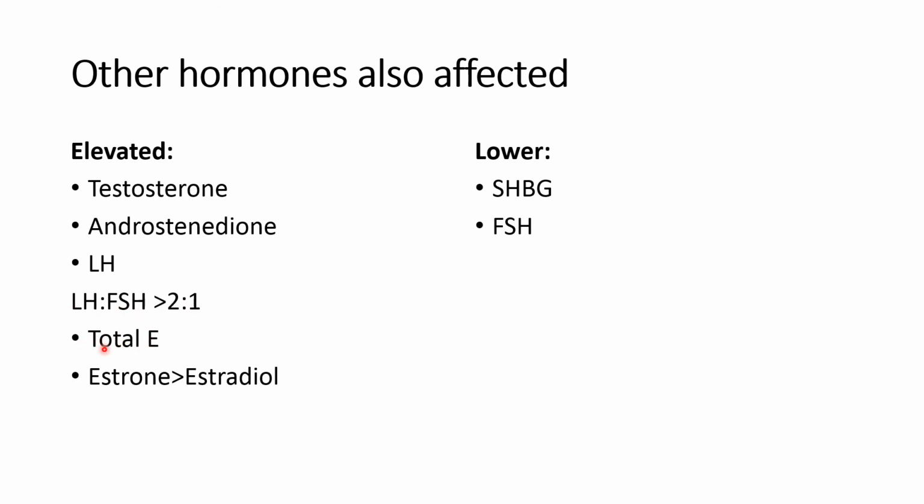And then the total estrogen would increase, and the estrone concentration would increase more than estradiol. In case of PCOS, estrone is more than estradiol, E1 is more than E2. But in case of normal ovaries, in serum, estradiol would be more than estrone, but here it is reversed. Estrone would be more than estradiol. And then sex hormone binding globulin would be lower. FSH, due to negative feedback of estrogen, would be lower than normal.